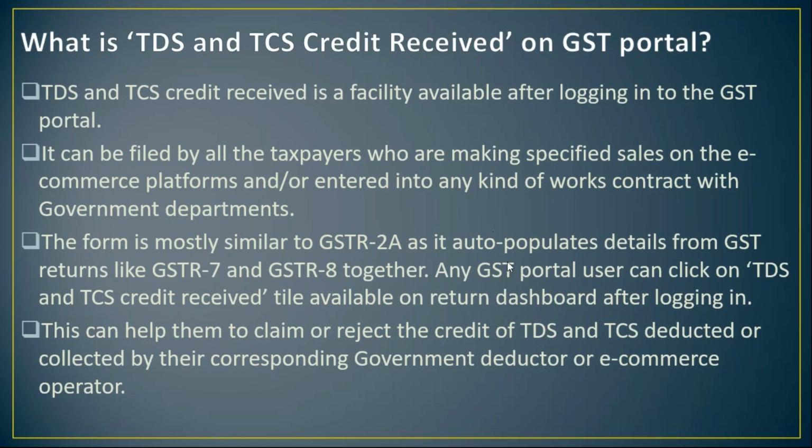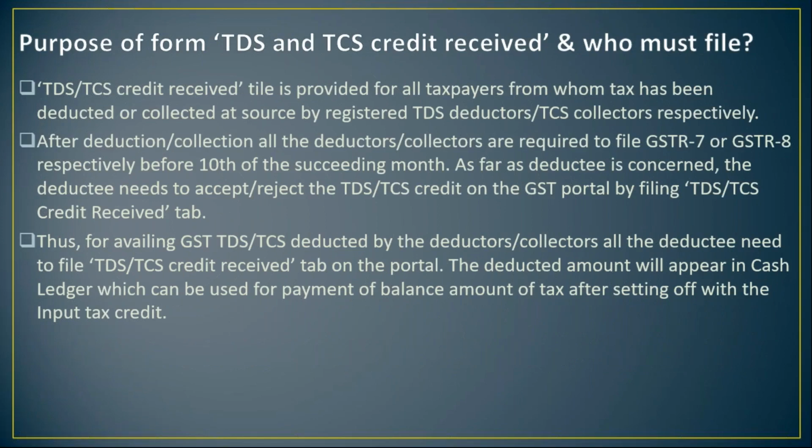So this form is mostly similar to 2A, as it auto-populates the details from GSTR returns like 7 and 8 together. If you go to your return dashboard, it is very simple. You open it for any month, where GSTR1, GSTR3B, GSTR2A and 2B boxes are shown, and the option for TDS acceptance and receivable will also appear there if your TDS has been deducted. For me there is no TDS deduction, so it will not appear, but for eligible people, it will appear.